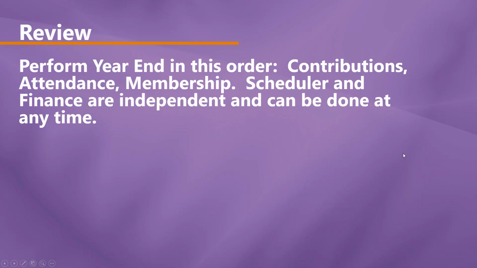Our recommendation for the order you should perform your year-end activities is to do your year-end in contributions, then attendance, then membership. Scheduler and finance are independent and can be done at any time. The reason we suggest doing contributions, attendance, and membership in that order is because membership basically contains the denominational reports, which do look into those other modules. So that's why we suggest this order.